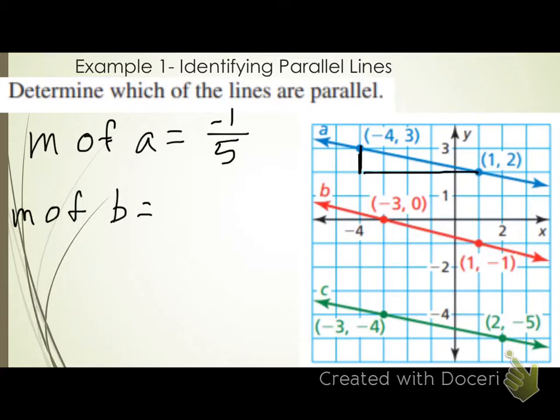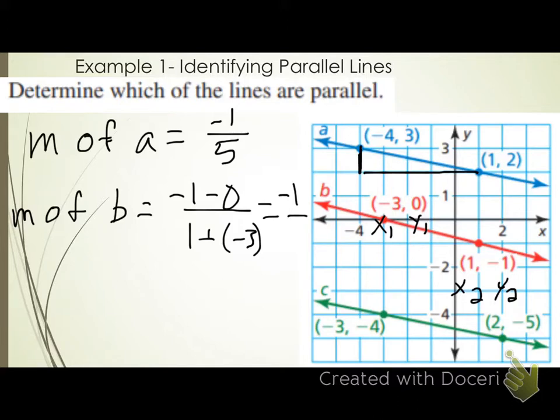For letter B, let's go ahead and use our slope formula just to get some more practice with that. It gives me two ordered pairs here. So what's my y2 value? Negative 1 minus, what's my y1? 0, over, what's x2? 1 minus, what's x1? What's negative 1 minus 0? Negative 1. And this is 1 plus 3. What's 1 plus 3? 4.